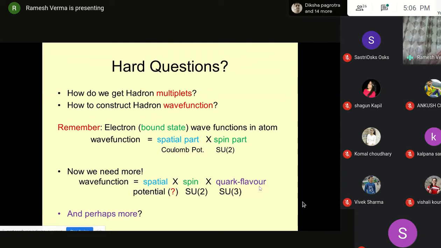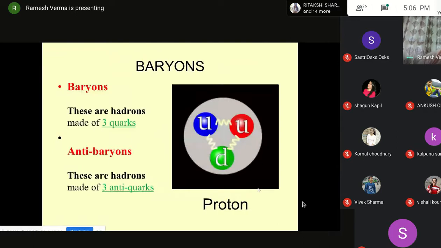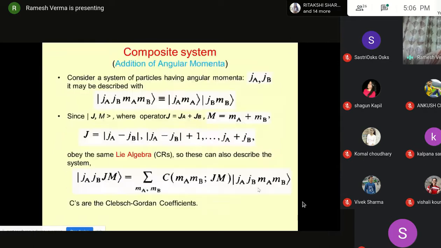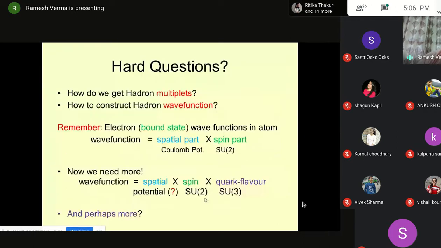So things are now a little formal. We have to go slowly in this direction. And who knows, perhaps more things will come, and you might have guessed I'm actually referring to the color part of the wave function. But how do we play this game? How do we construct the spin wave function and quark flavor wave function for these composite states? So that is the issue.